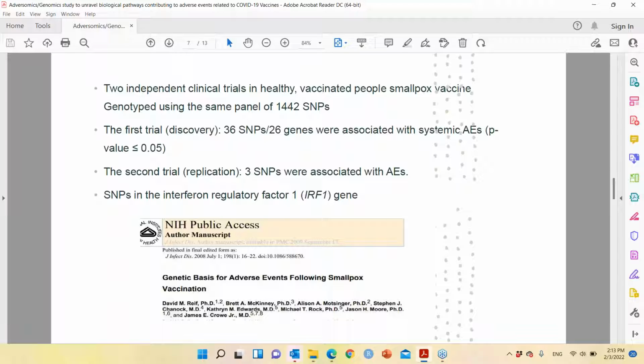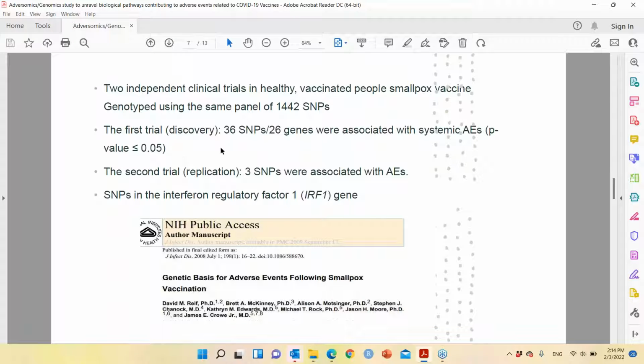I selected one study about vaccine reactogenicity and genetic testing. It's not so much studied when you look at Google and PubMed to find previous studies about AdversOmics, just a few studies, and I picked this one as an example. It's about the genetic basis for adverse events following smallpox vaccination. In this study, 2 independent clinical trials among healthy vaccinated people were selected. Genotyping was done with the same panel of 1,400 SNPs.